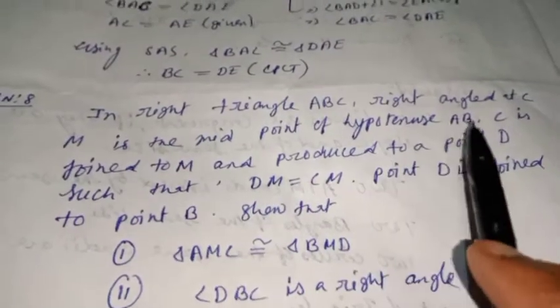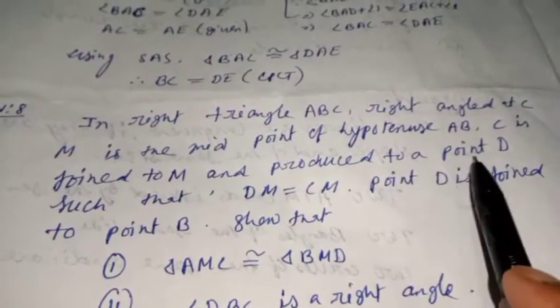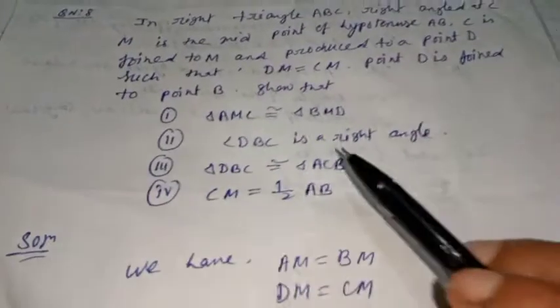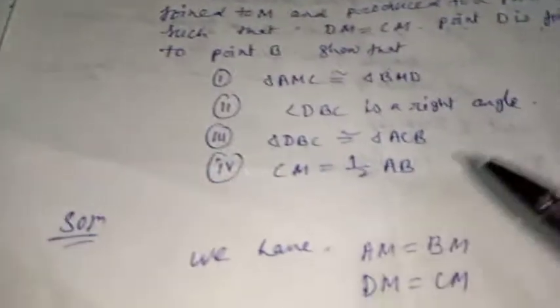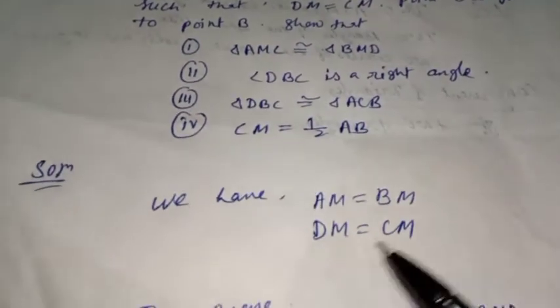Also, C is joined to M and produced to point D such that DM is equal to CM. So DM is equal to CM. And it is given point D is joined to point B. This D to B. Clear? So these are the two things you have got: AM is equal to BM and DM is equal to CM.